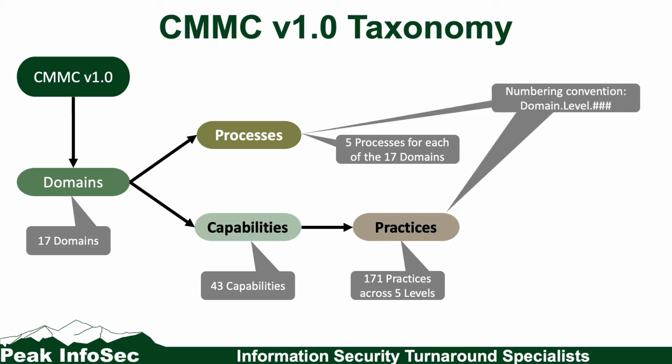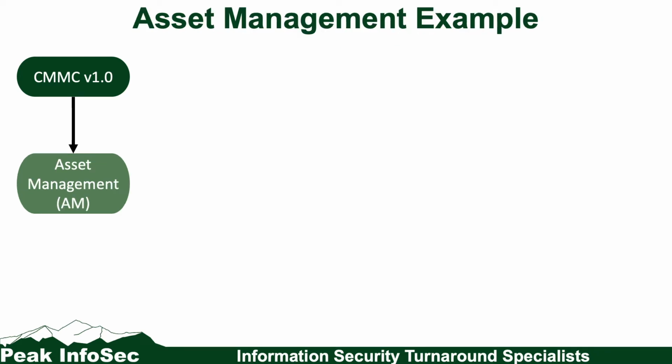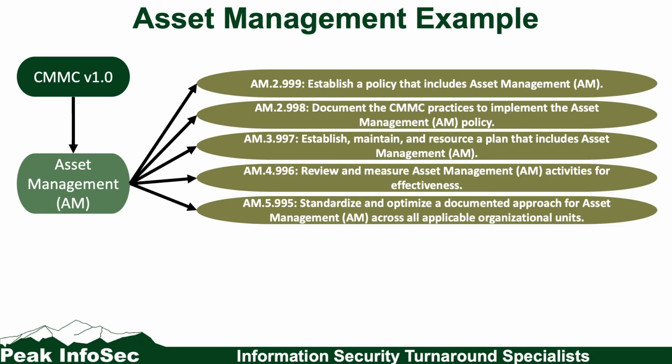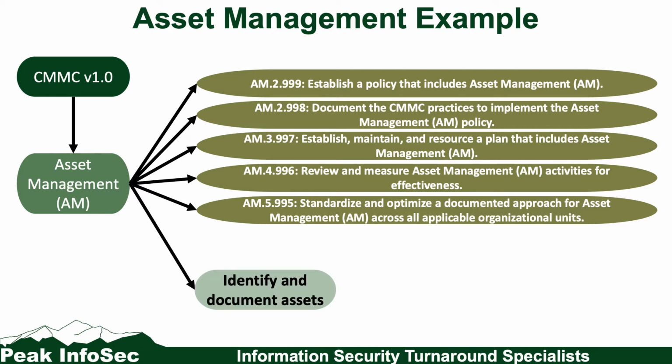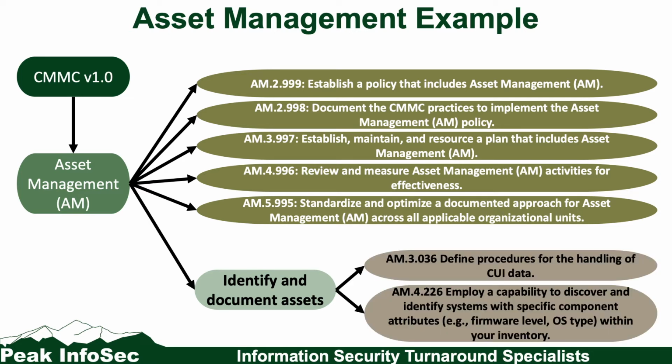The next thing that they've done is they've created their naming convention. So the numbering convention that you're going to find for all of the controls is the domain, .level, and then the number. Looking at asset management, we can see the 5 different processes that are applied to this domain. The domain then has 1 capability to identify and document the assets, and underneath that we have 2 processes, both at the 3rd and 4th levels.